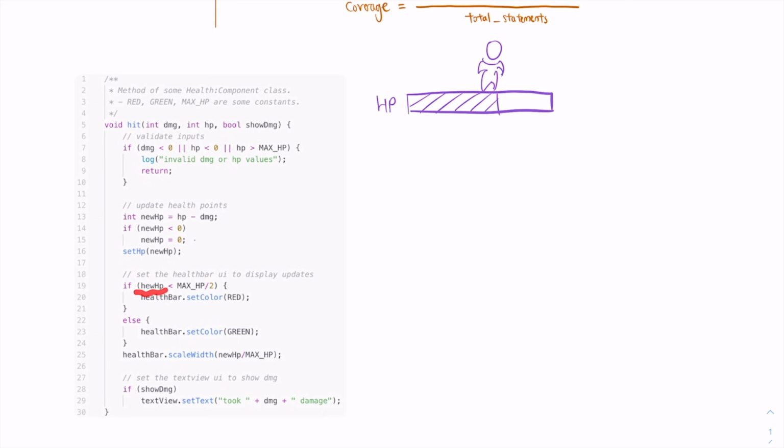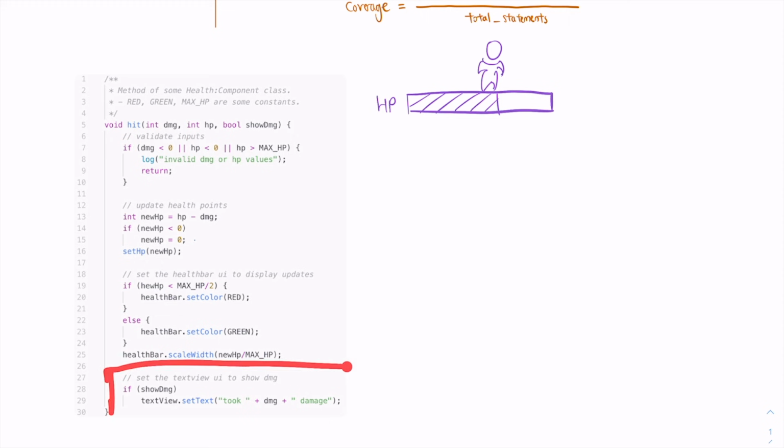So if the new HP is less than the halfway point, then we will color the remaining HP in the health bar as red. Otherwise, if it was greater than the halfway point, then we will color the health bar as green. So that is basically what this section of code does. We also, of course, scale the health bar according to the new value. So we would change this line to a certain new value after we minus off the damage value.